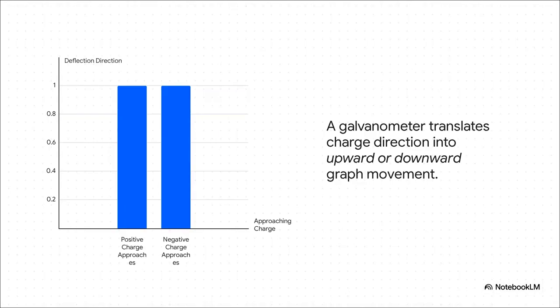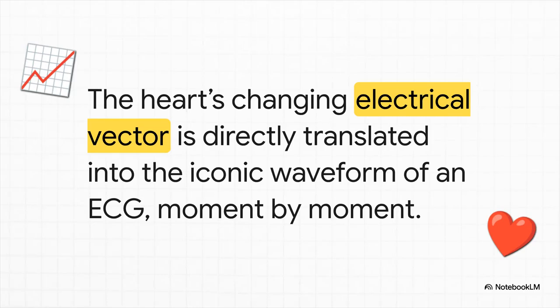And here's the final piece of the puzzle. It's so elegant. The machine is set up so that when the positive end of that heart vector swings towards an electrode, the line on the screen goes up. And when the negative end of the vector swings towards it, the line goes down. So an upward squiggle means the positive charge is pointing at you. A downward squiggle means the negative charge is. It's that direct.